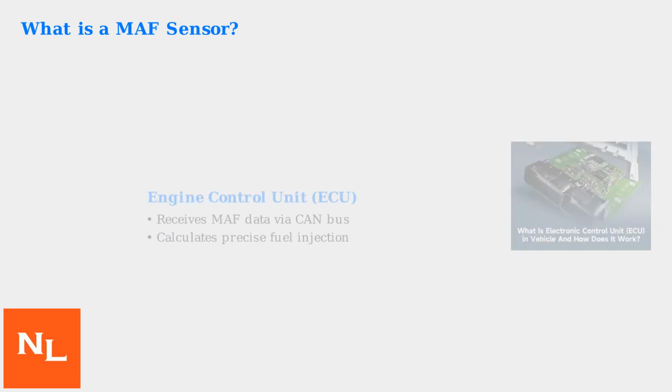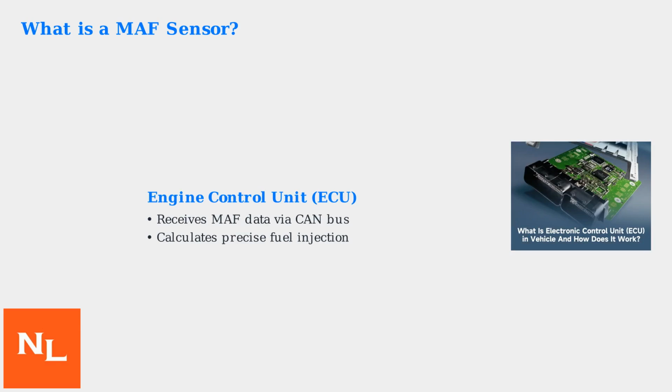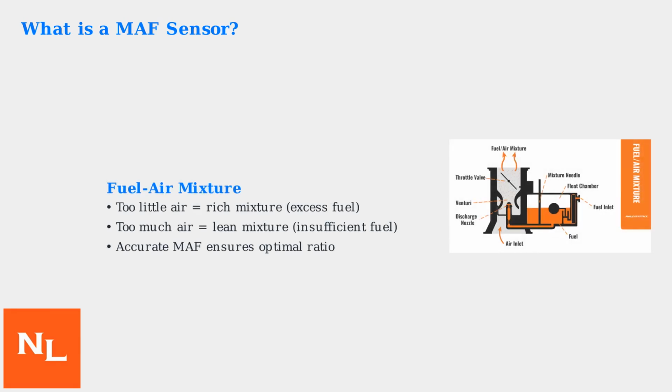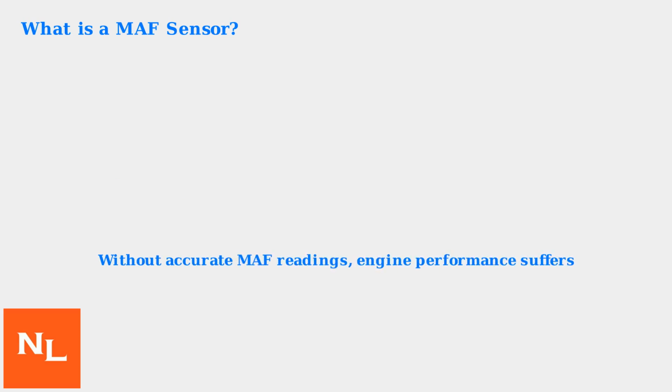This data is sent to the Engine Control Unit, or ECU, which uses it to calculate the precise fuel-air mixture needed for optimal combustion. In modern vehicles, this communication happens via the CAN bus system. The ECU determines how much fuel to inject based on the airflow measurement. Too little air reported means too much fuel is injected, creating a rich mixture. Too much air means insufficient fuel, creating a lean mixture. An accurate MAF sensor ensures the perfect balance for efficient combustion. Without it, your engine's performance, fuel economy, and reliability can all suffer significantly.